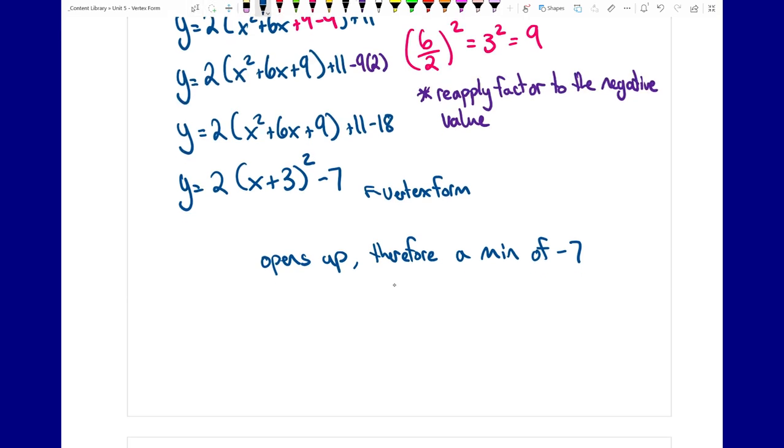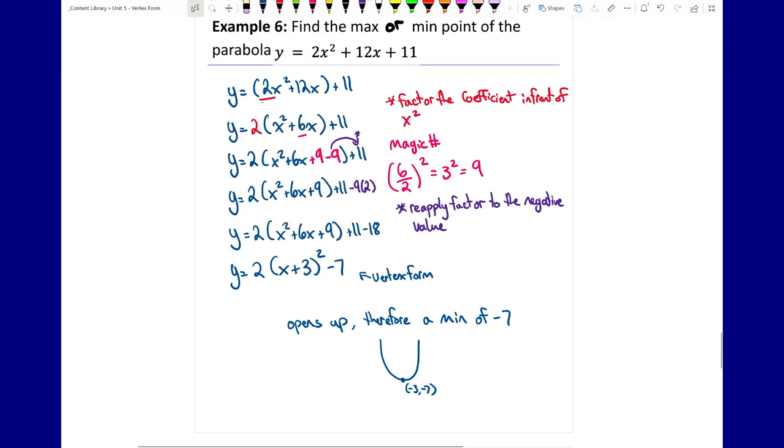So that means it opens up. We have our vertex here of -3, -7, and the minimum value is the y value specifically. So it is the minimum of -7. And this is how you would complete the square for a standard form quadratic that has an a value other than 1. So a few extra steps, right? But the same general idea.